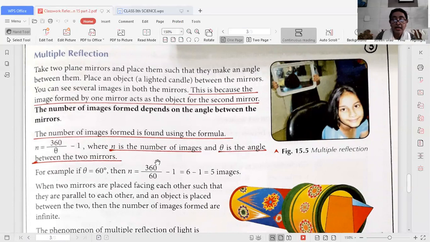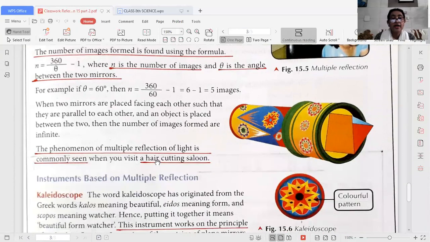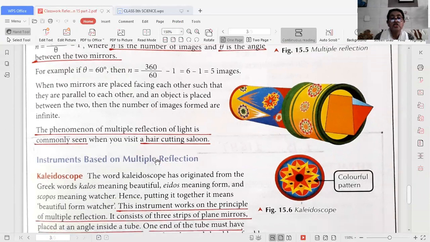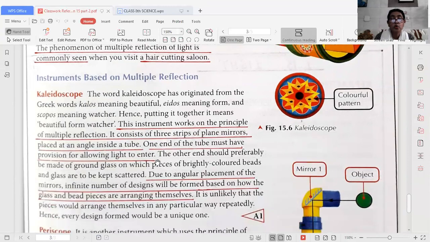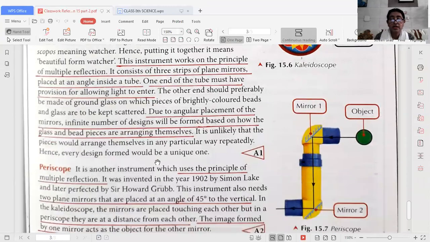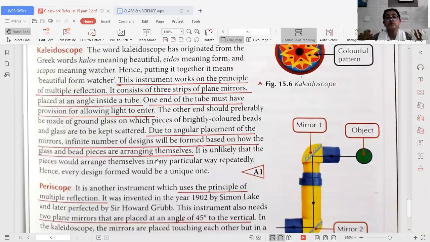Now we will see where these multiple reflections can be seen. The most common example, as I told earlier, is a hair cutting salon. There are also instruments based on multiple reflection, like the kaleidoscope and the periscope. What is a kaleidoscope? This is an instrument which works on the principle of multiple reflection.